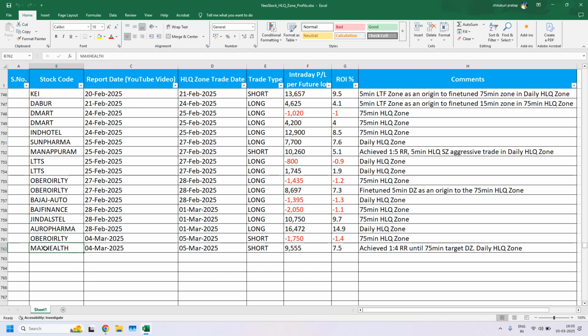But anyway, this is the best one. I am hoping that everybody would have taken this trade, because prices stayed in this zone for almost 10 minutes or even more. Max Health. That's why there is no question of missing the trade for Max Health today. Got excellent profit. Even if you booked at 1:3 RR, still you would have captured around 5% ROI.